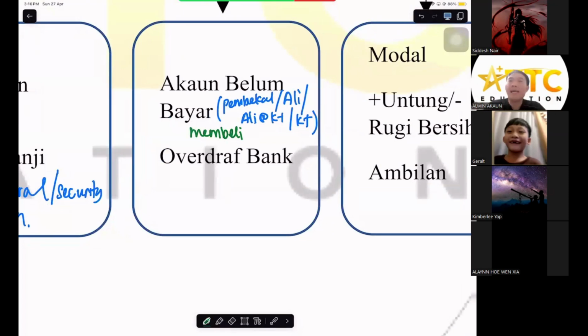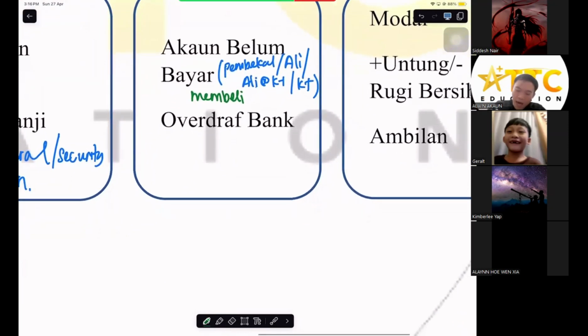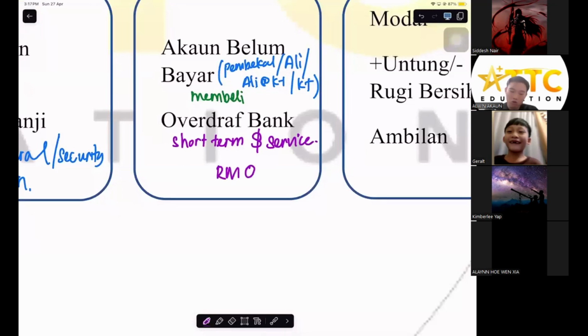Off and on you will be seeing them. Overdraft bank is a service. It's a short-term financial service: when your balance in the bank is already kosong, you can still tolak money out of it and use money, but then you become negative.